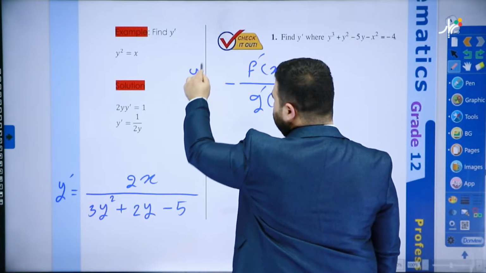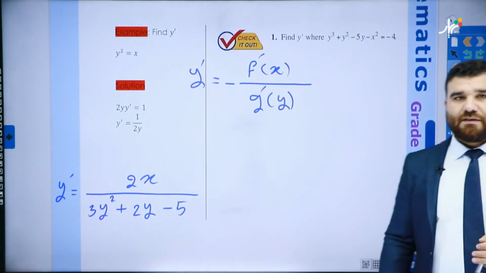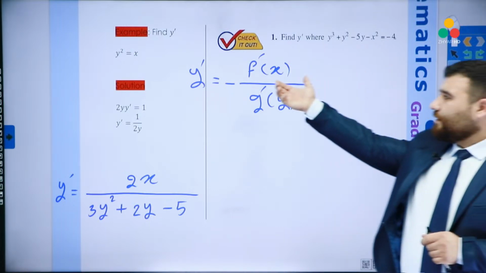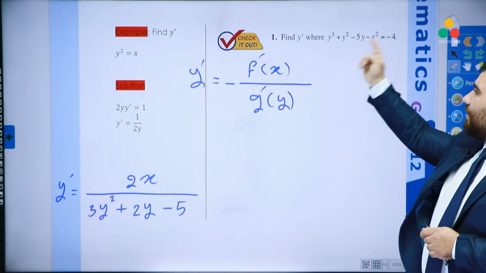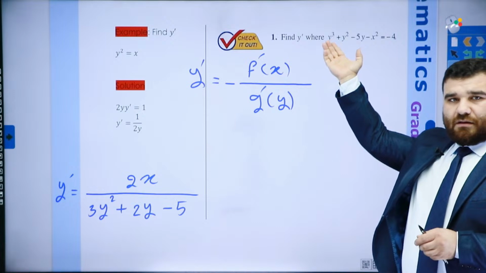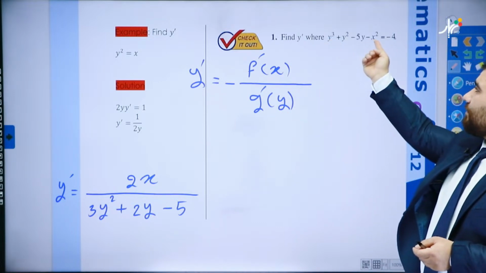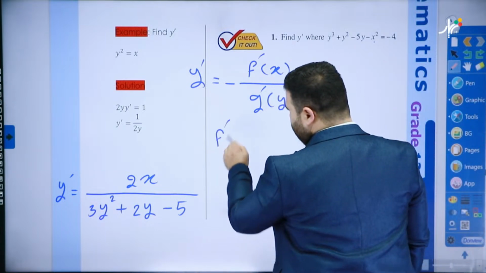Y prime is equal to negative f prime of x over g prime of y. What does that mean? It means once we find f prime of x, we take the derivative of this function according to x, then y is a number, so it will be 0. According to y, x is a number, it will be 0. Now let's do it.